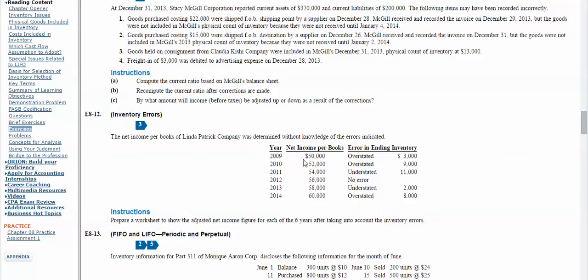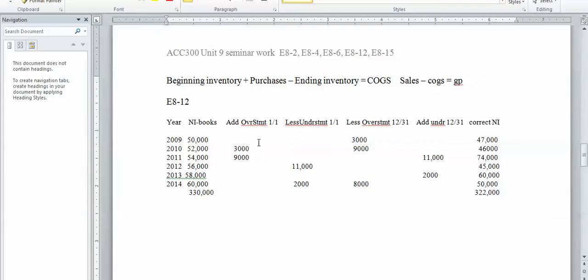And then this is the correct number once things are adjusted. So we'll start out with 50,000. We were overstated in our ending inventory on 12/31. If you overstate your ending inventory, we subtract. Less overstated ending inventory. So 50,000 minus 3,000, the correct income should be 47,000.